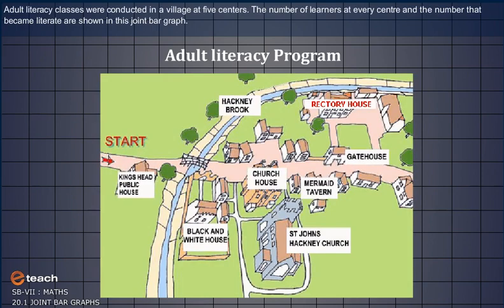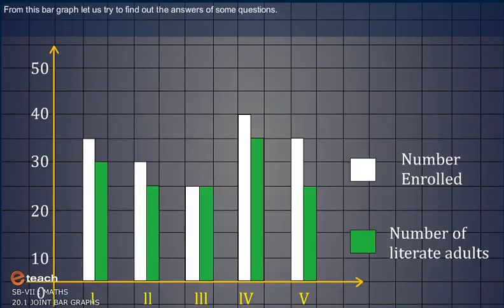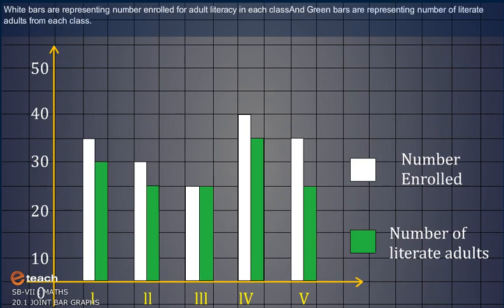Adult literacy classes were conducted in a village at 5 centers. The number of learners at every center and the number that became literate are shown in this joint bar graph. From this bar graph, let us try to find out the answers to some questions. White bars are representing number of learners enrolled in adult literacy in each class, and green bars are representing number of literate adults from each class.